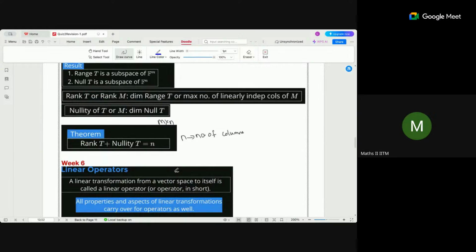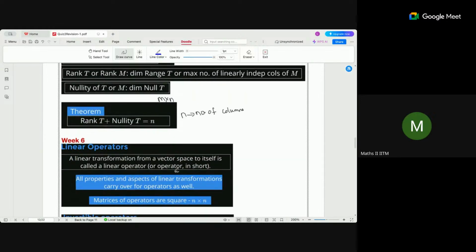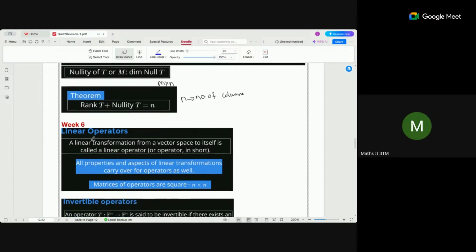Okay, so next we have the week 6 topic. With this, we are done with week 5 topics. In week 6, we are looking at linear operators. What are linear operators? They are transformations from the same vector space to the same vector space. So the domain and codomain are the same.